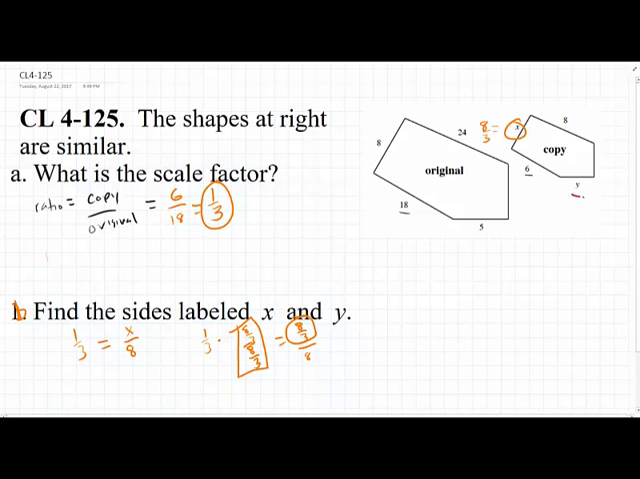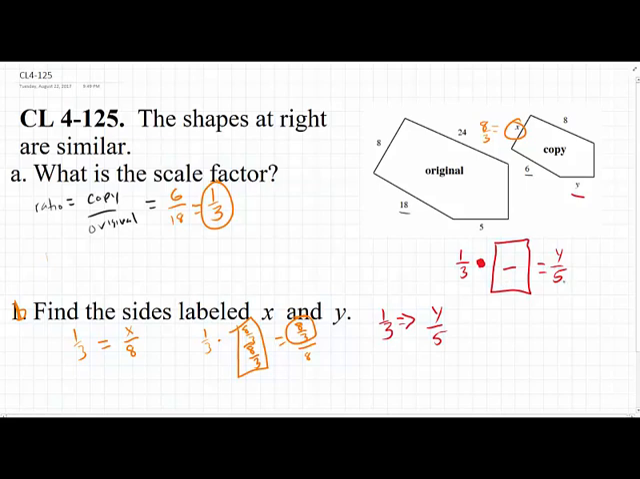Okay, and as far as Y, again, let's write the scale factor, which is 1 to 3. The copy is going to be Y. The original this time is 5. Okay, so we're going to do the same thing. 1/3 times what equals Y over 5.